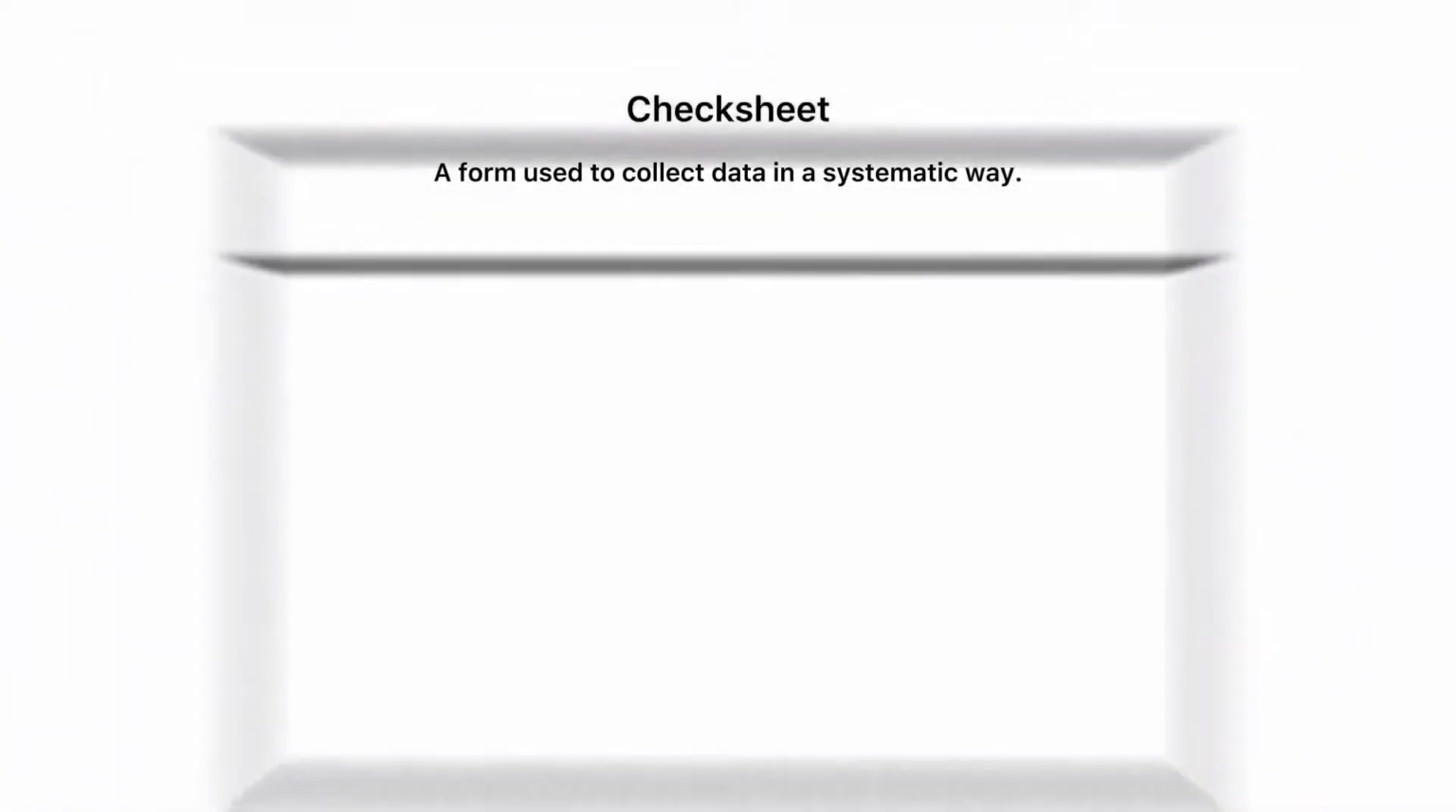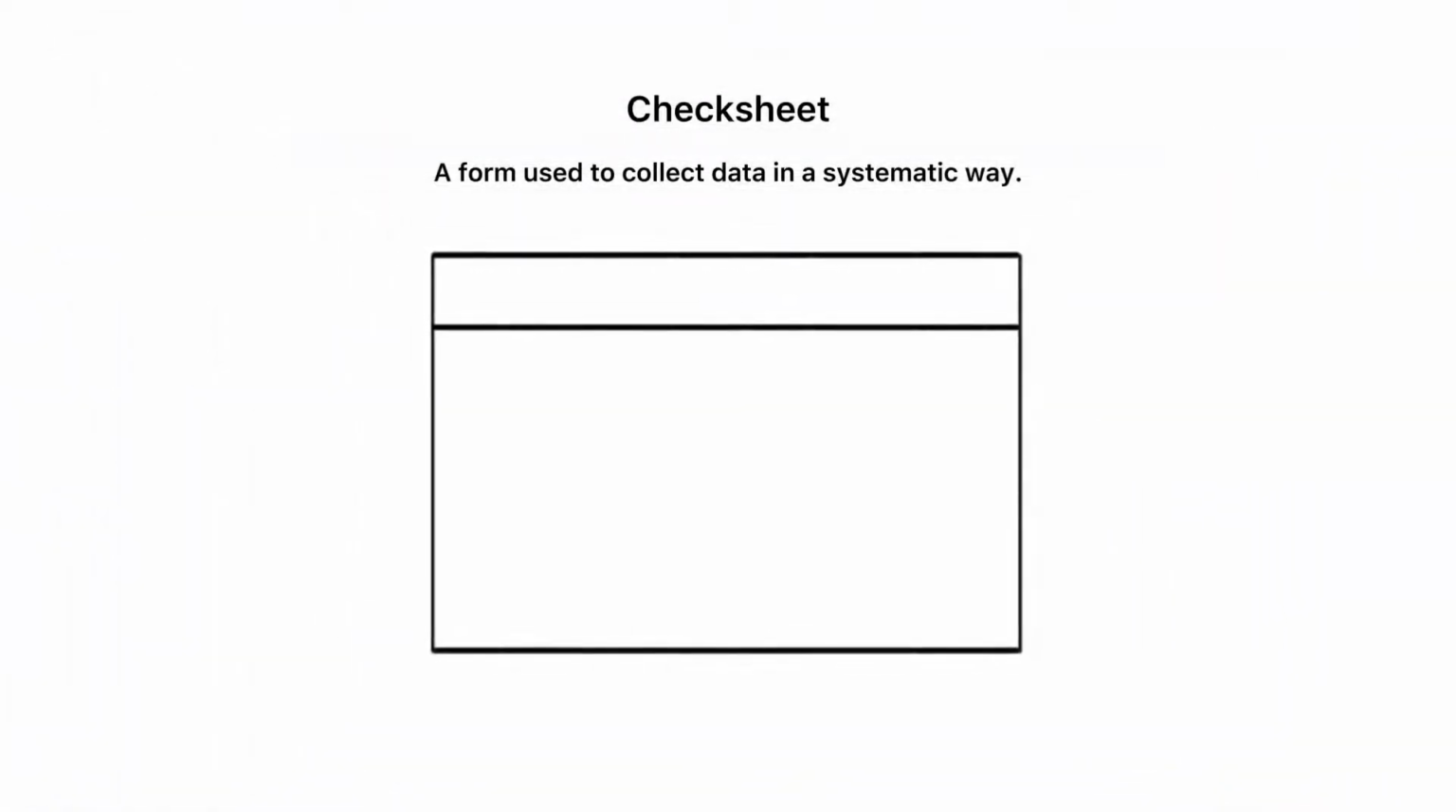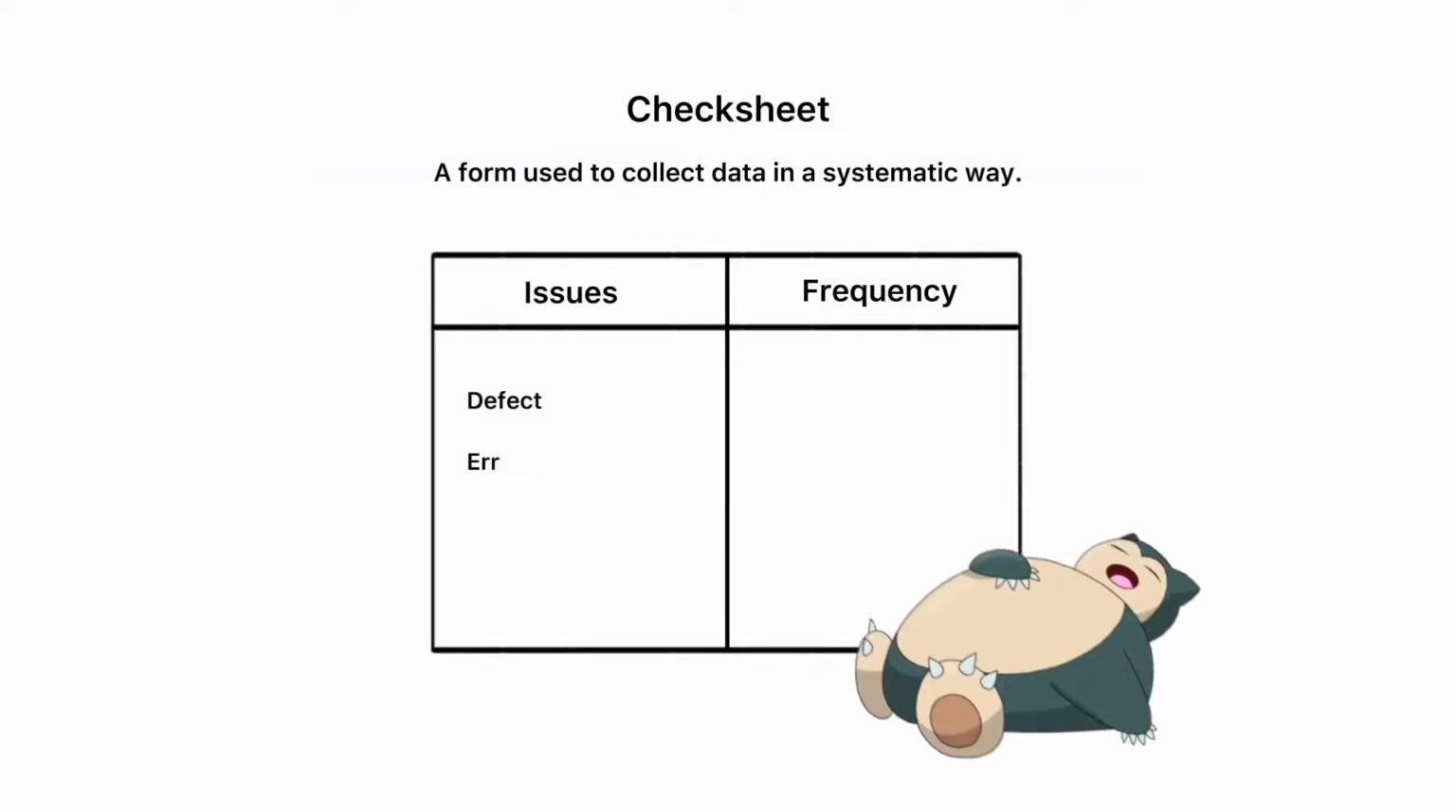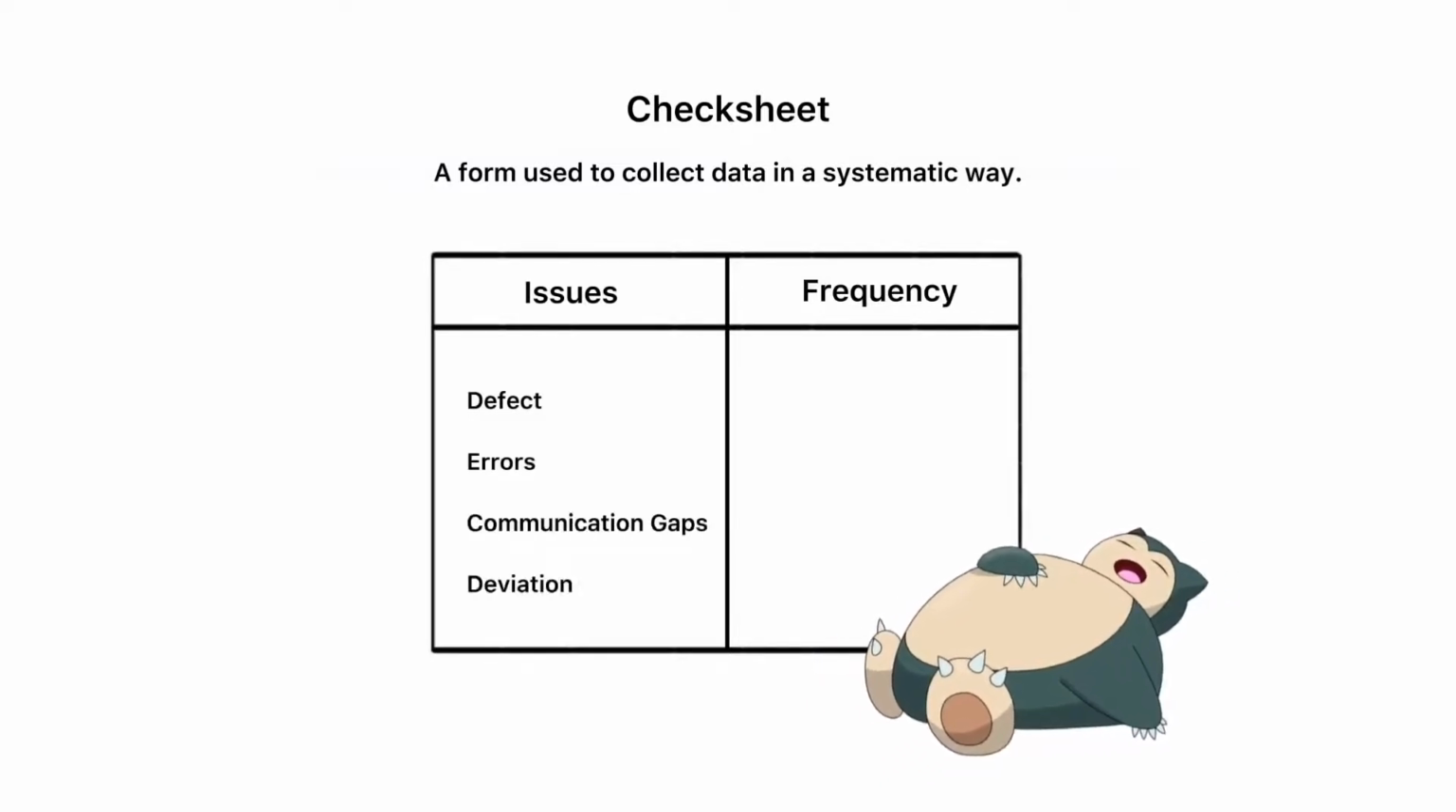Third, check sheet. A check sheet is a form used to collect data in a systematic way. The data is generated as a rough means for assessing a process or as an input to other analysis. For example, you want to know various observations under various categories. You also want to know the frequency of those observations. Then you'll have the categories of the observations on one side and the frequency of occurrence on the other side.